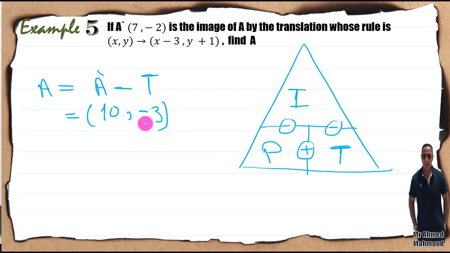Okay, or in another way, I can solve this one mentally. How come? This is A, X and Y. Number minus 3 equals 7. Again, number minus 3 equals 7. This number is 10. And the number plus 1 equals negative 2. This number is negative 3. But it's better to use the magic triangle. It's very easy for you.